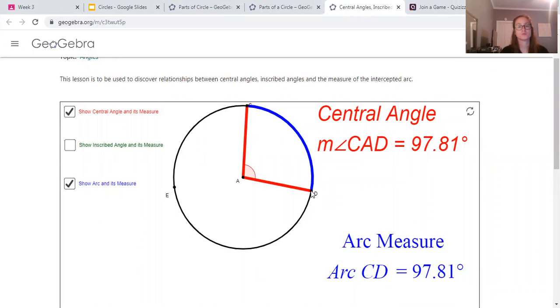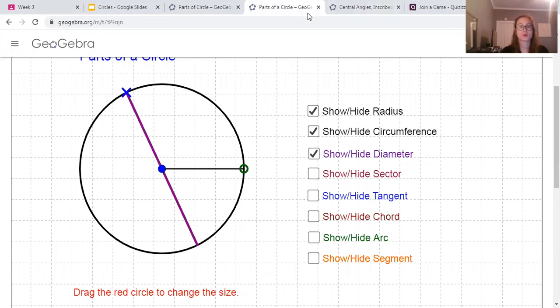And I can move my radius around and change the angle, the central angle measure, and that changes the arc measure as well. So no matter what angle you have here, that will also be the angle degree measure for your arc. All right, so I'll show you one more thing.